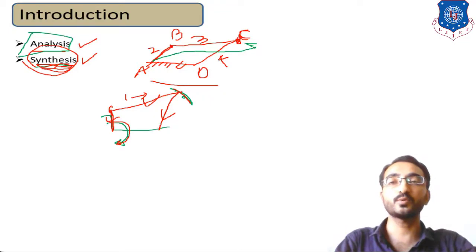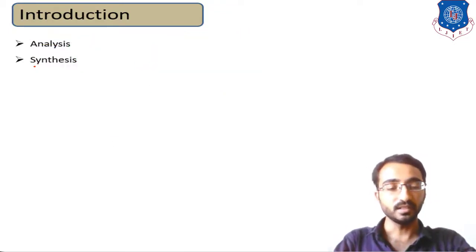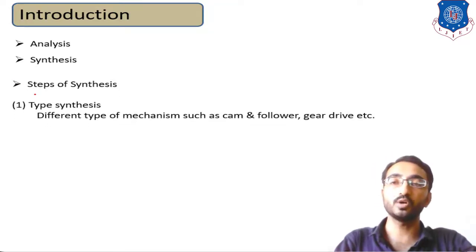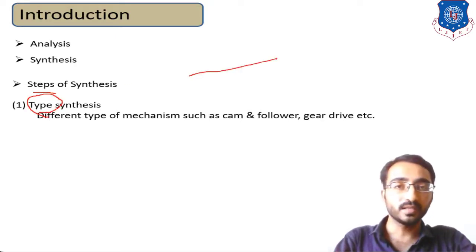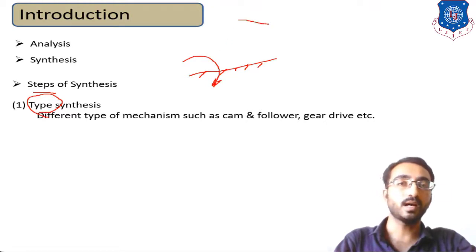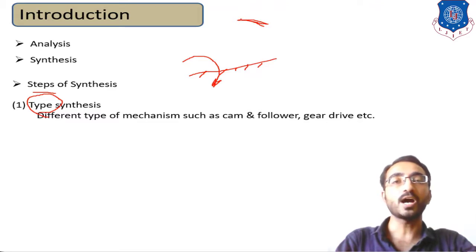Now the synthesis problem is divided mainly into 3 steps, or we can say that to do synthesis we have to divide the whole process into 3 steps. The first step is known as type synthesis. For example, in this fixation I have decided that I will give input motion over here, and my desired output is oscillatory motion over here.